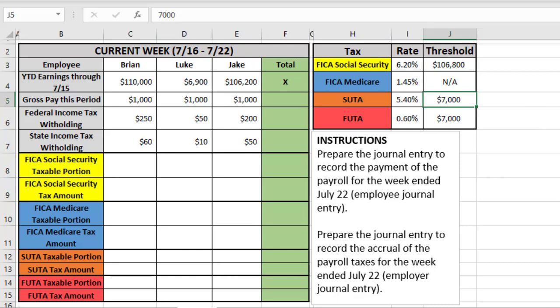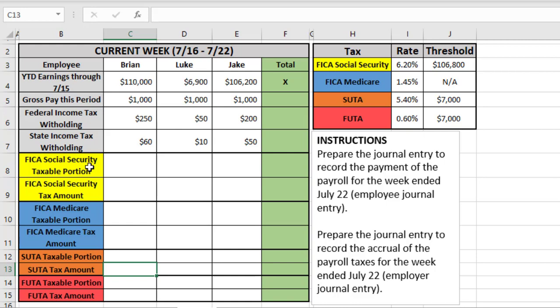So the process we're going to use here is we're going to calculate the tax in 2 steps. First, we are going to find the taxable portion of the gross pay. So that's going to be a maximum of $1,000, but it could be less depending on the threshold, and I'll show you how we'll do that in a second. And once we found the taxable portion, then we're going to calculate the tax amount in each case using the rates over here on the right.